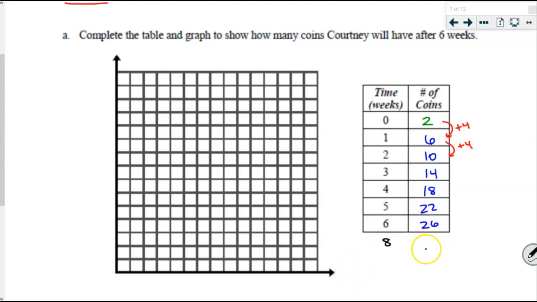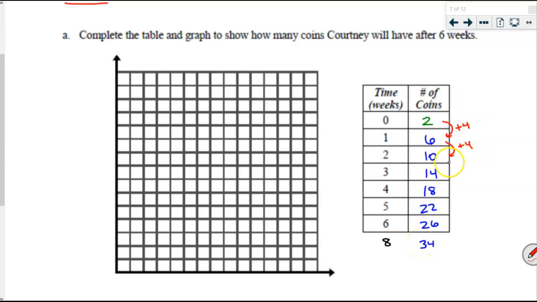How many coins is she going to have after 8 weeks? Talk at your tables and see if you can figure that out real quick. Am I still going to be adding 4 here? Okay, come back and tell me, how many coins do you think she's going to have after 8 weeks? Let's go, Michael. 34. How'd you get that? Yeah, it's 2 more weeks, exactly.